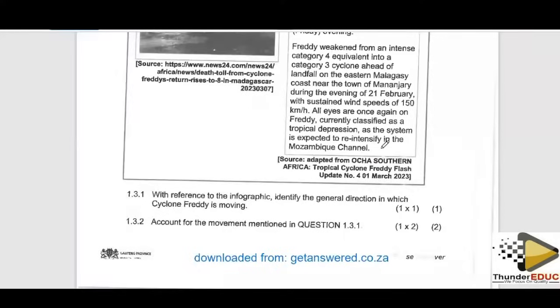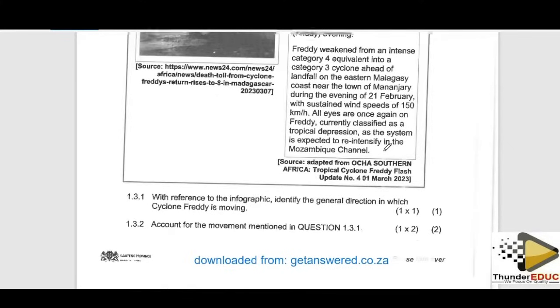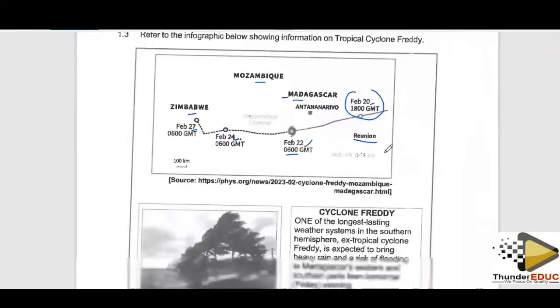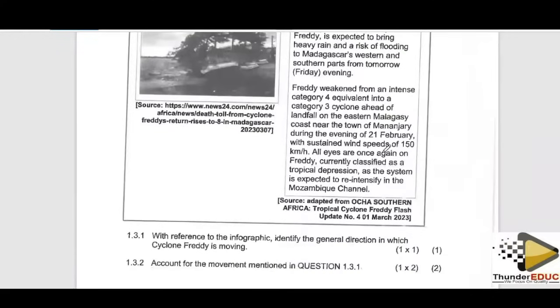Okay, so 1.3.1, they say, with reference to the infographic, identify the general direction in which Cyclone Freddy is moving. Because they say with reference to the infographic, let's go back and look at our infograph. So identify the general direction.